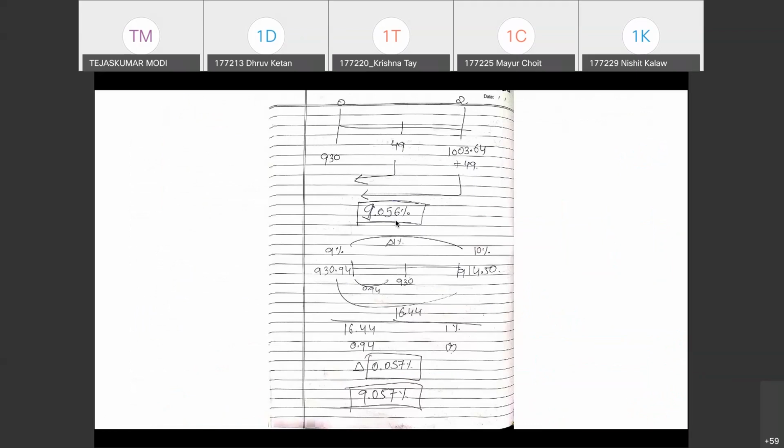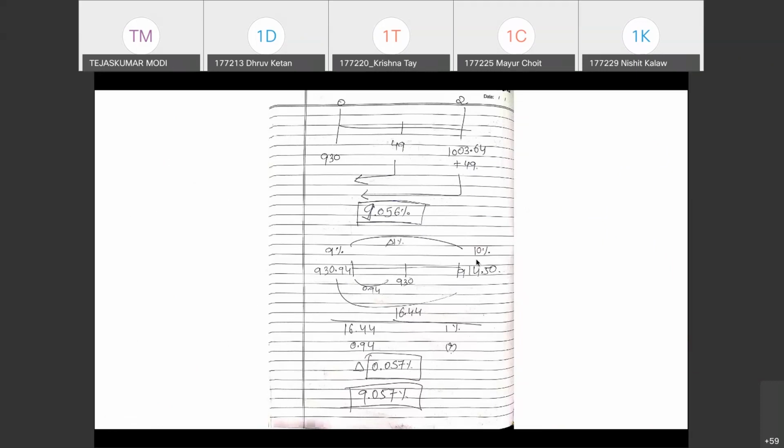So I can use two different rates, 9% and 10%, and I can apply the unitary method. So the answer is 9.057, and on Excel it comes to 9.056 because of decimals. So the answer is matching. I hope everyone is getting this, right? This is just a repetition of what we have been discussing for some time now.